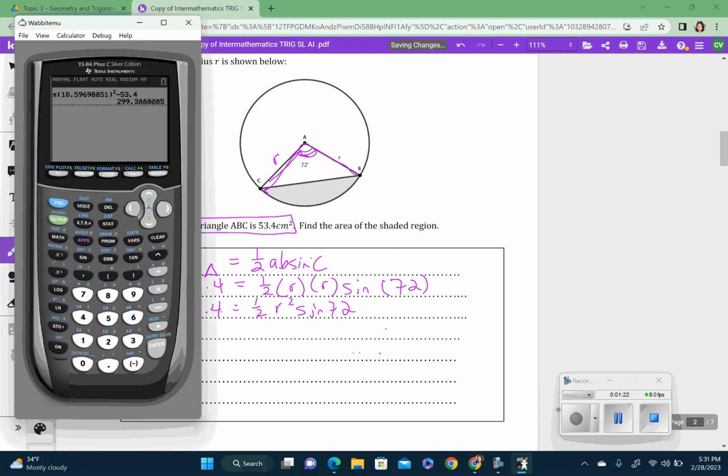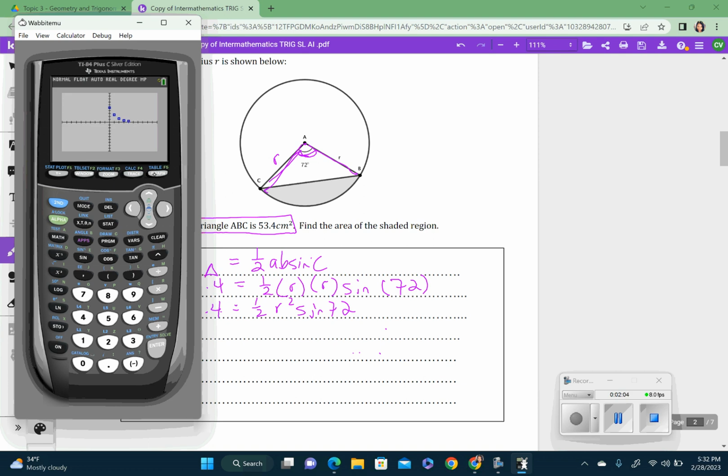This now becomes a calculator question, so I can go right here to y1 and put my 53.4. I can go to y2 and put in 1/2, so 0.5, R squared, using x squared, and then sine of 72. Before I hit anything else, I want to make sure that my mode is in degrees. I'm glad that I caught that, otherwise it would give me a wrong answer. So mode is going to be in degrees. I'm going to go back to this, and now I'm going to hit graph.